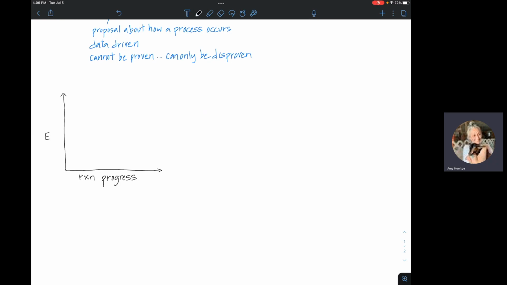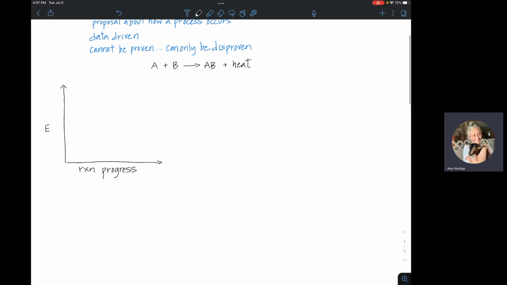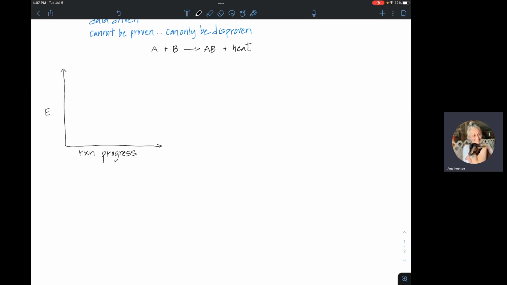And the first thing I'm going to do is I'm going to give you just a generic reaction. We're just going to say that A plus B is going to be transformed into AB. So A by itself, B by itself, we're going to form a bond between A and B. When you form a bond, you emit heat. So this is an exothermic process. Remember, all bond-making processes are exothermic. All bond-breaking processes are endothermic.